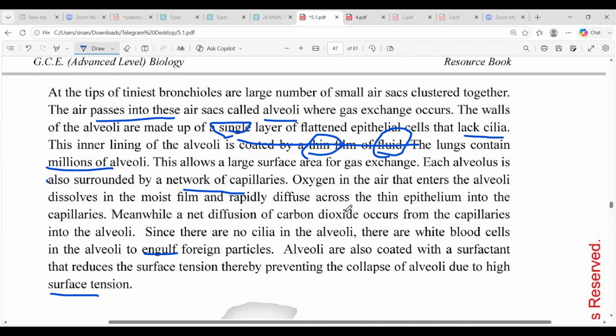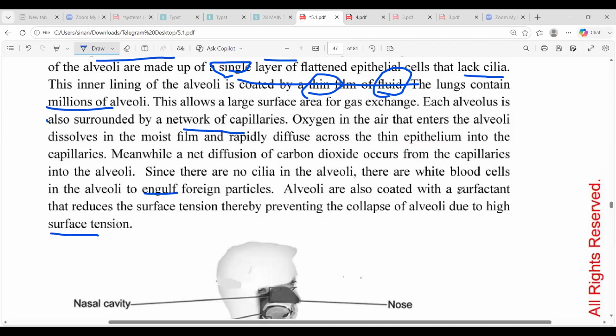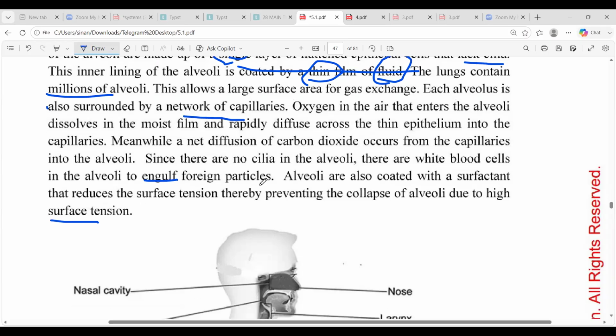Meanwhile, the net diffusion of carbon dioxide, then what happens? The carbon dioxide from the capillaries moves into the alveoli. Since there are no cilia in the alveoli, there are what? White blood cells in the alveoli to engulf foreign particles. Alveoli are coated with surfactant that reduces the surface tension, preventing the collapse of the alveoli due to high surface tension. So that's it about the alveoli.